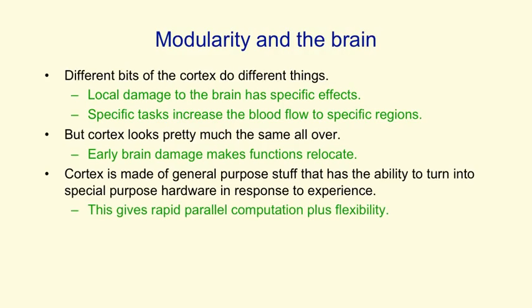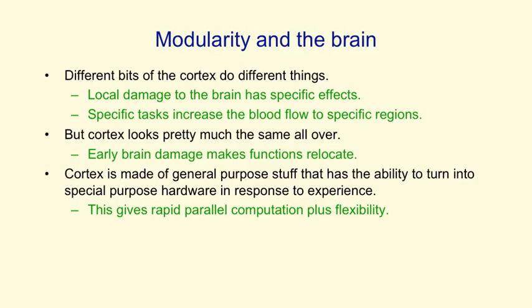This suggests the cortex is made of general purpose stuff that has the ability to turn into special purpose hardware for particular tasks in response to experience. And that gives you a nice combination of rapid parallel computation once you've learned, plus flexibility, so you can learn new functions. So you're learning to do the parallel computation.